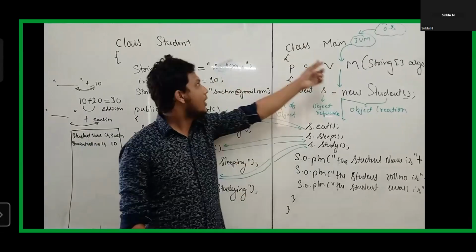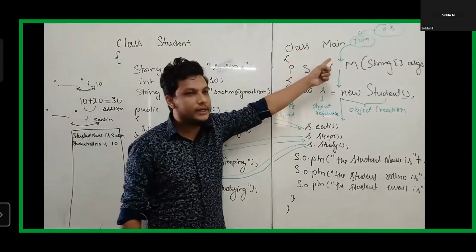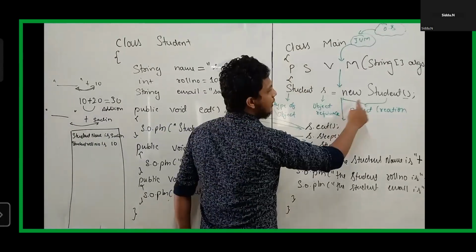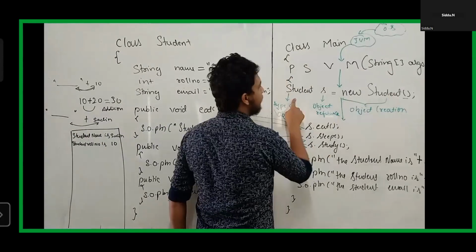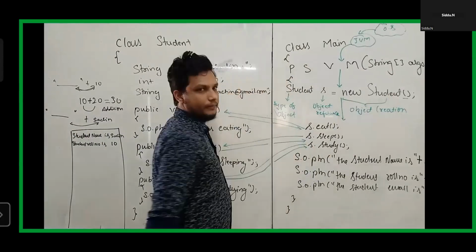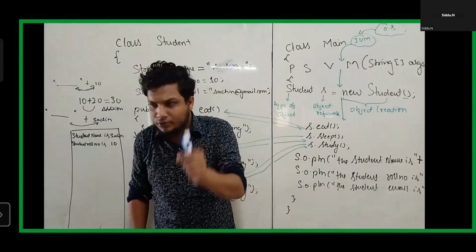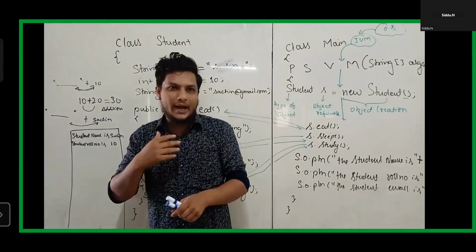Now, I have created a student object. Can I create a main object? Yes. What do I need to do? New, class name is main. So I write new main, with a reference of type main, and an object of main will be created. Now you tell me why I have created only a student object, not one for main.